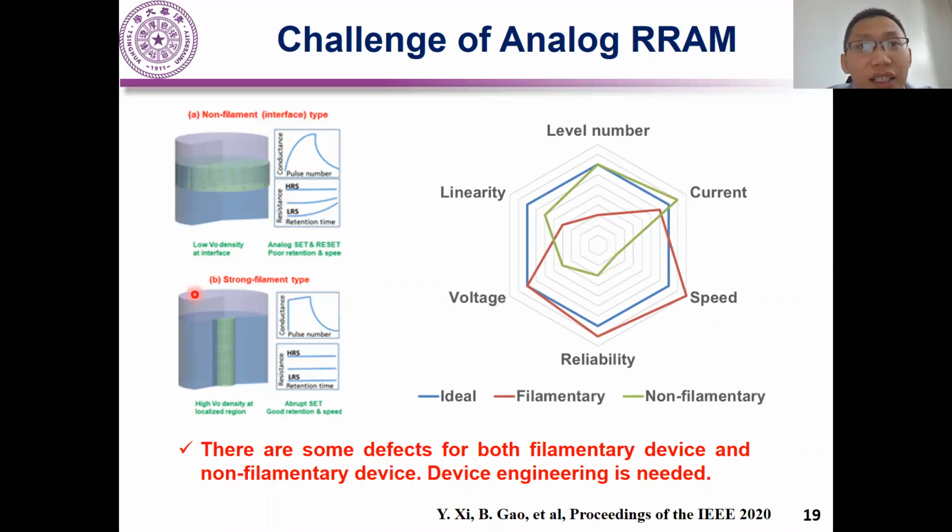On the other hand, the filamentary RRAM can achieve very fast speed and long retention time at the same time. But the filamentary conduction and rupture mechanism limits its analog switching ability. So typically, the filamentary RRAM can only show analog switching during the reset process, but the set process is very abrupt. So we need to find new ways to get stable bidirectional analog switching.